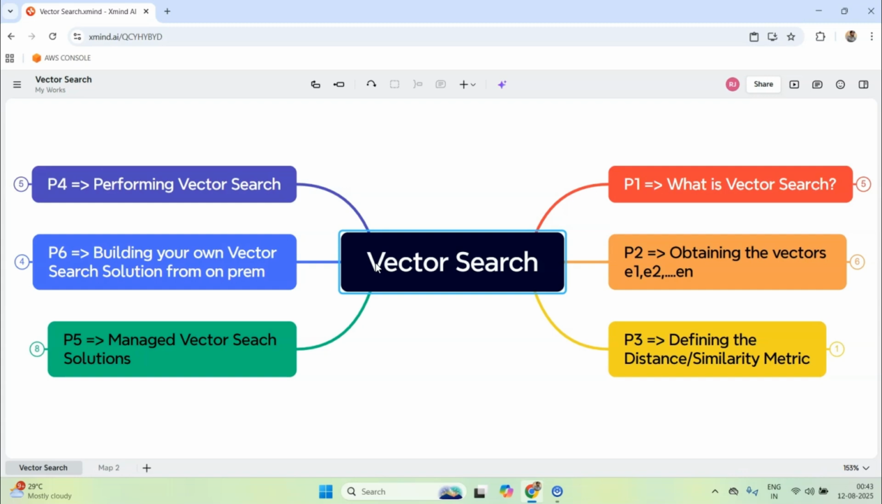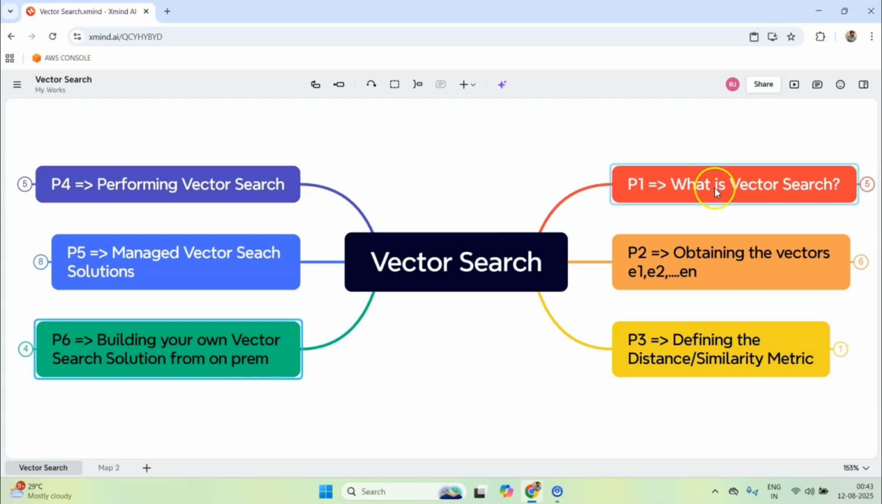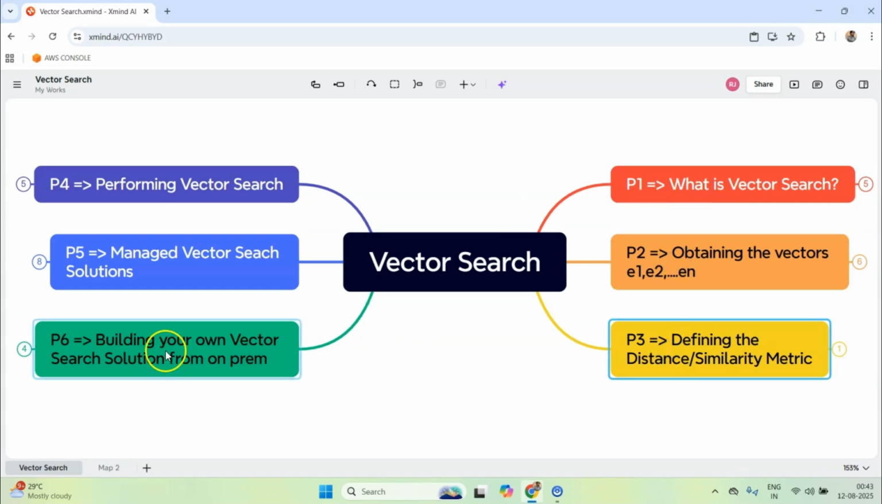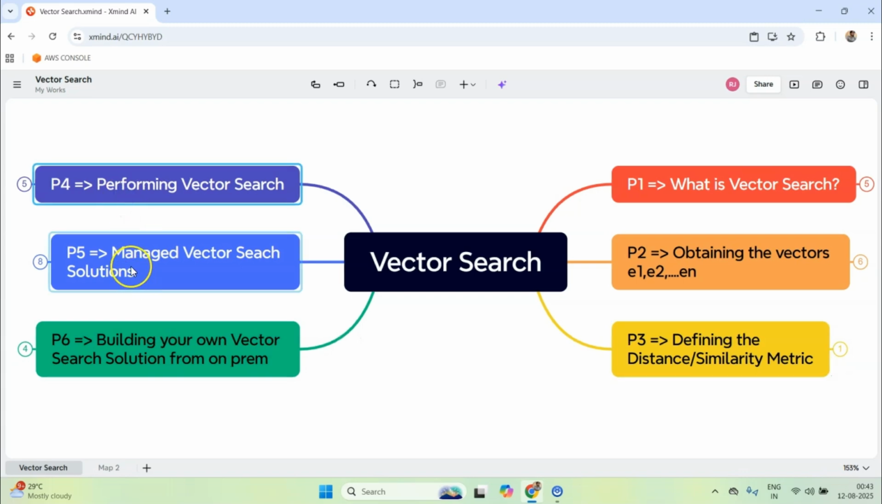So on this slide you see what I have done is I've taken this problem of vector search and I have divided it into sub-problems. In general, I'm talking about 6 problems here. What is vector search? Obtaining the vectors, defining the distance metric, performing vector search, managed vector search solutions, and this can also be called vector databases.